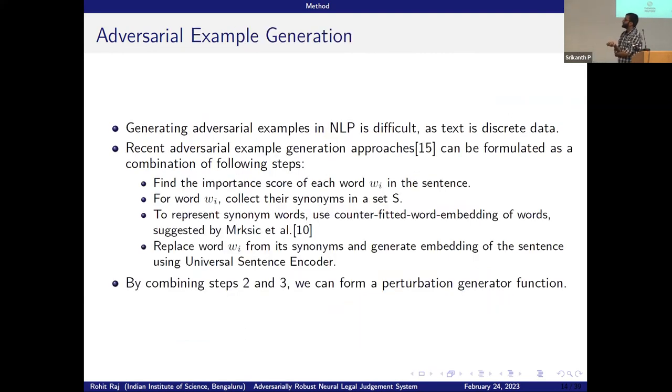So for generating adversarial examples, we follow the research approaches that are followed in NLP. First of all, we find the importance score of each word. Why is this approach followed? Because it has been observed that most deep learning or BERT models focus on only a few words for getting the prediction of the sentence. So that's why we are finding an importance score for each word.